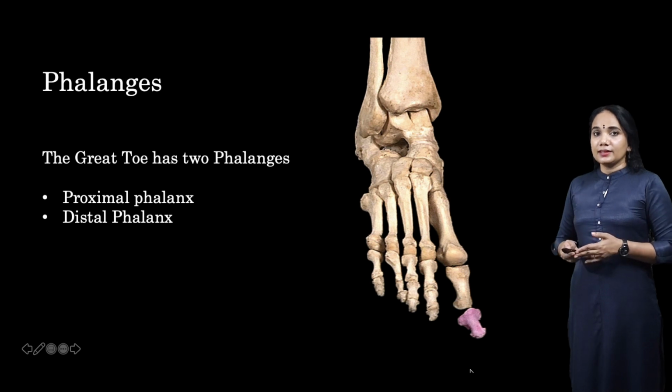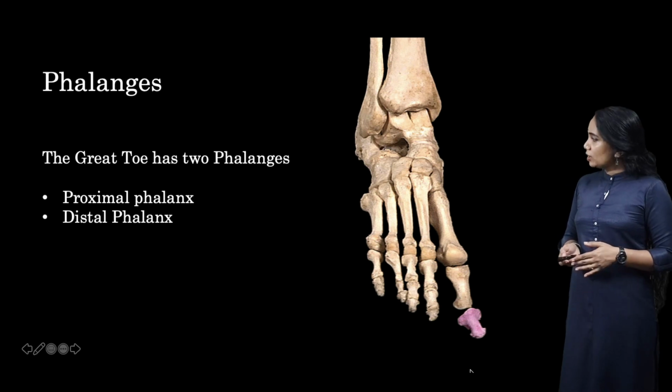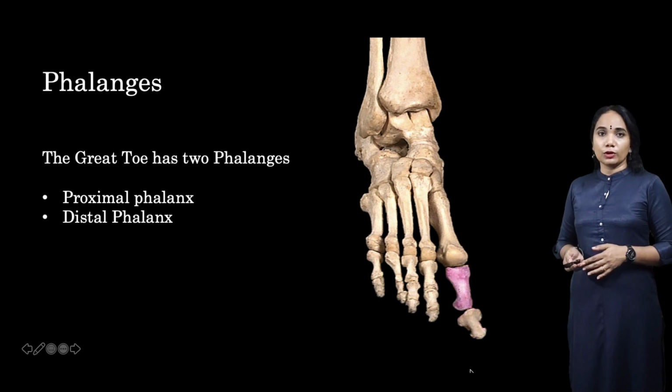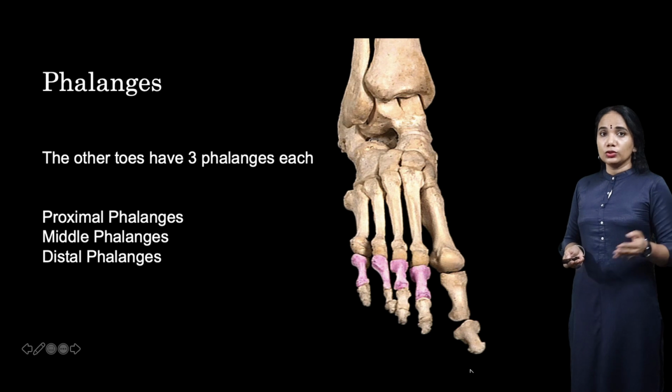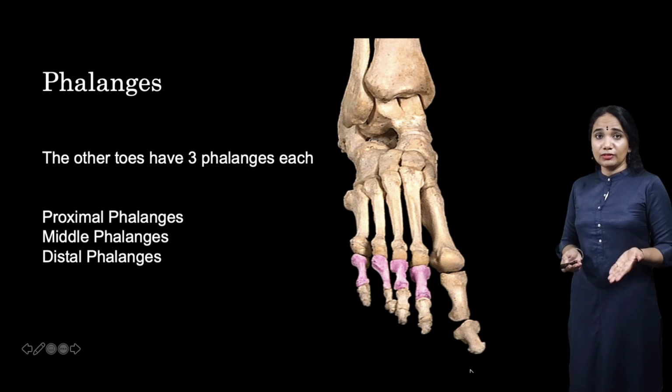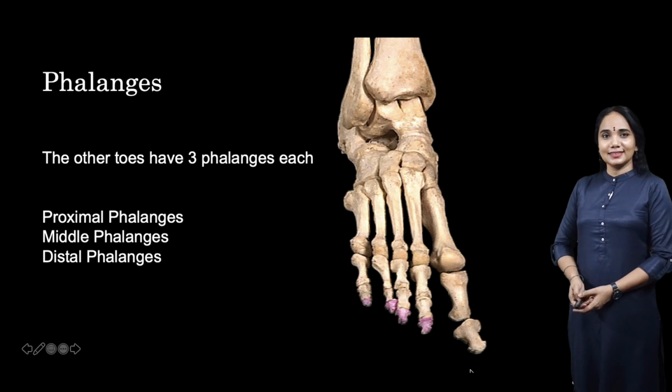But the phalanges are the last bones left. So the great toe has got just 2 phalanges, while all the other toes have got 3 phalanges each. The phalanges of the great toe or the big toe are the proximal and the distal, while the phalanges of the other toes are the proximal phalanges, the middle phalanges and the distal phalanges.